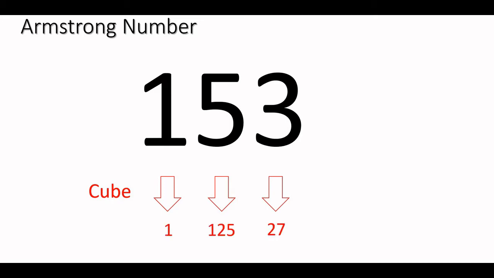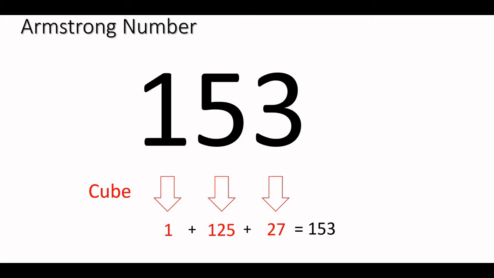Hi friends, what's an Armstrong number? Take the number 153. In this 3-digit number, let's take the cube of each of the digits. 1 cubed is 1. For 5, 5 multiplied by 5 multiplied by 5 is 125. For 3, it is 27. When you add up these 3 numbers, it becomes the same as 153. So, 153 is an Armstrong number.